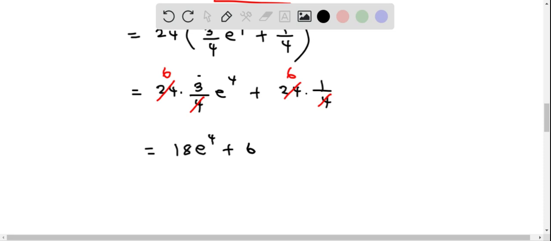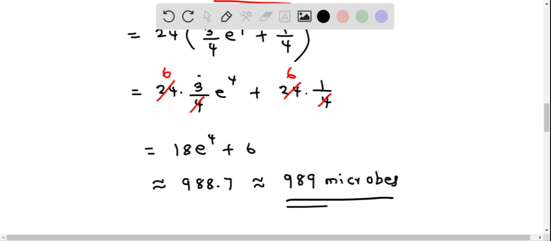And when we plug this expression into the calculator, we get approximately 988.7. And when this is rounded to a whole number, we get 989, and this is microbes. So this is the total accumulated growth of the microbes within the first 2 days.